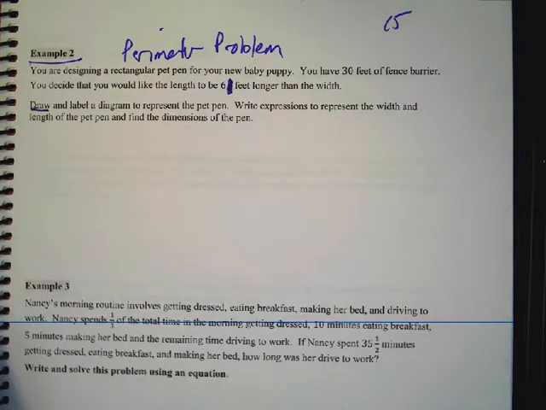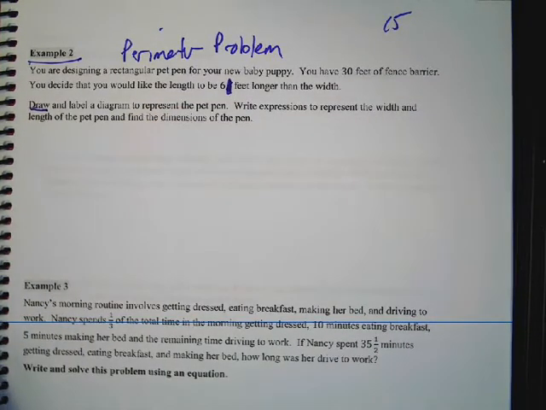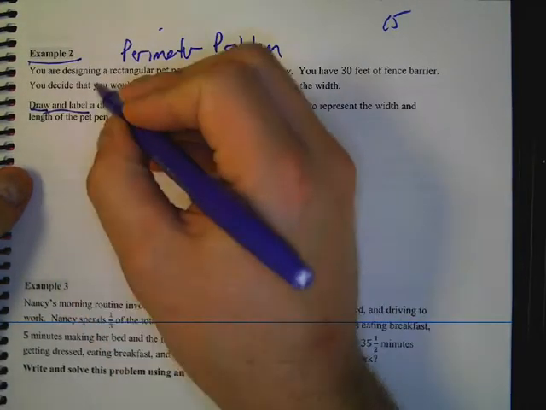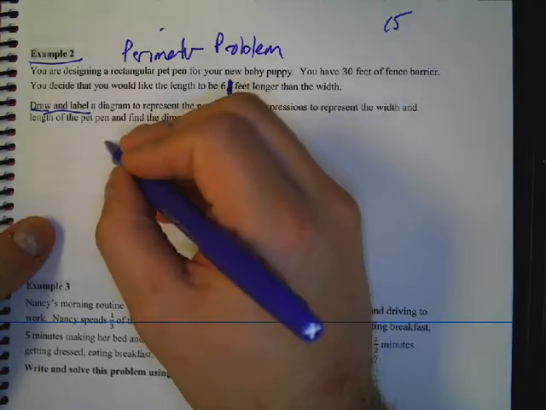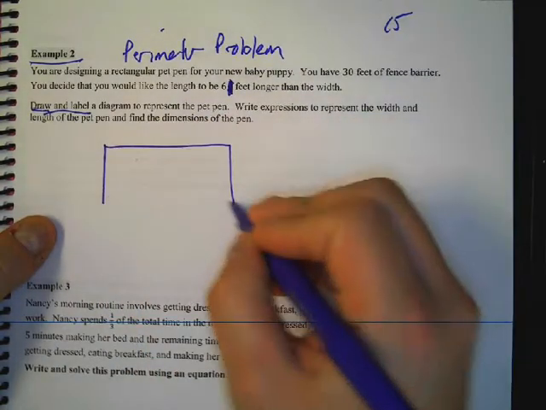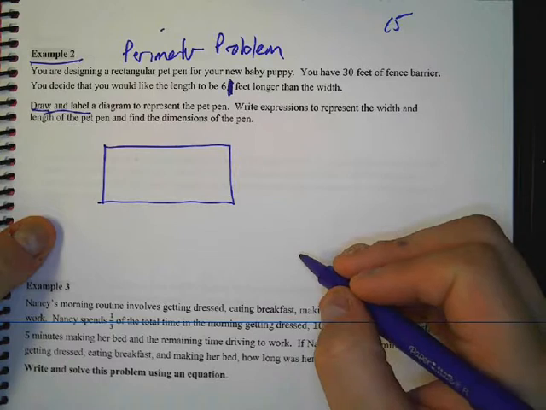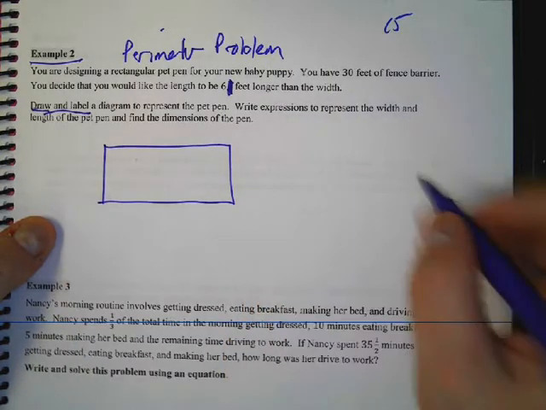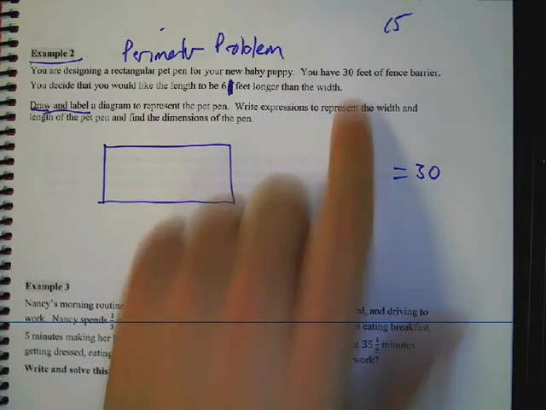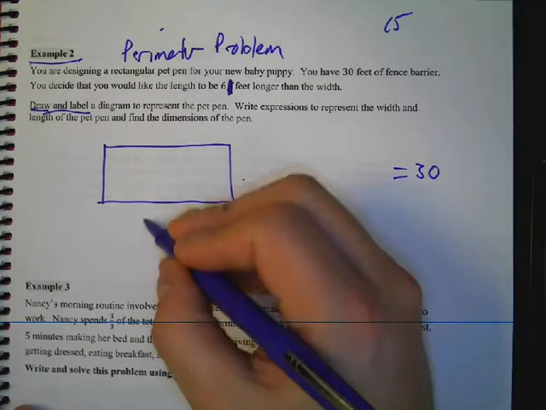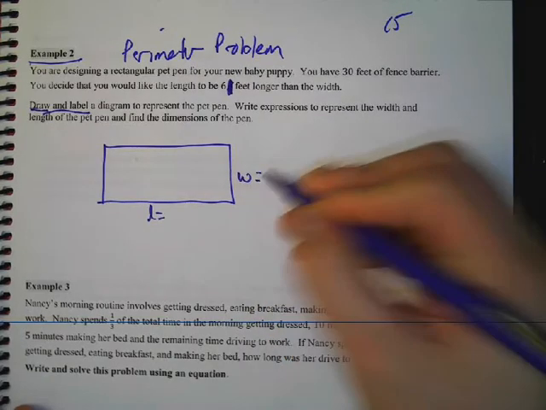If you're doing a perimeter problem or anything where you can draw a picture, the picture will take the place of the let statement. So if you draw and label, you do not have to make a let statement saying that x equals something. So I'm going to draw a picture of a rectangle. All right? So I have 30 feet of fence barrier, so I know that that's my total. That's all I can use. Right? I need to figure out what the length is and what the width is.